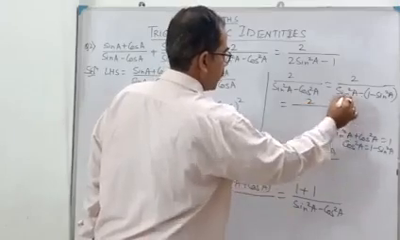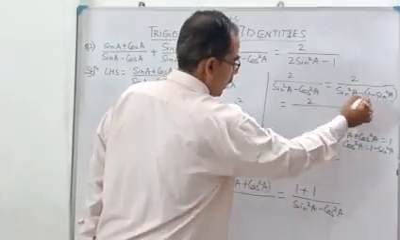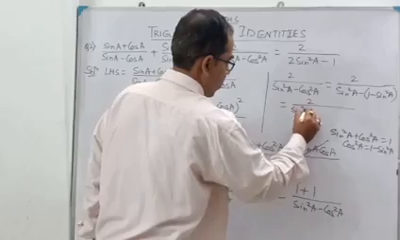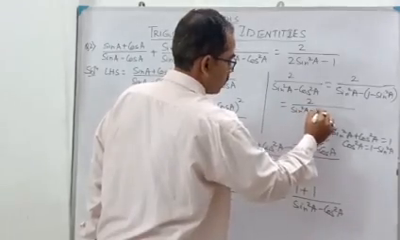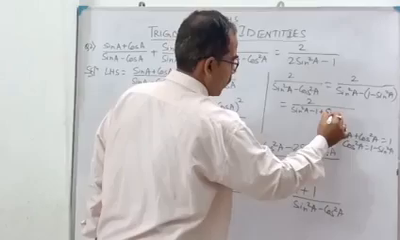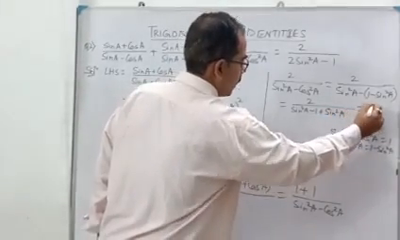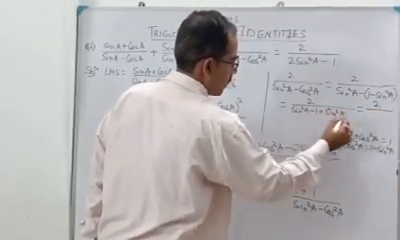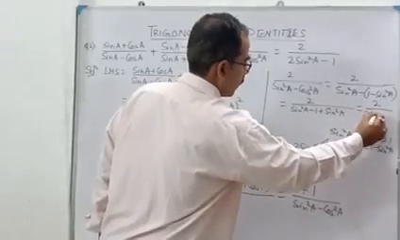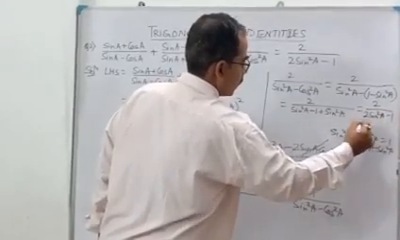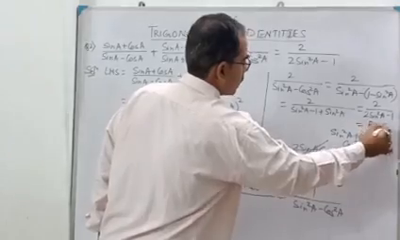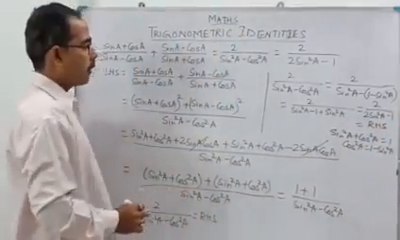2 by sin square A minus 1 minus sin square A. So ultimately you are getting 2 by sin square A plus sin square A, which means 2 by 2 sin square A minus 1, which is equal to RHS. So you have got the result.